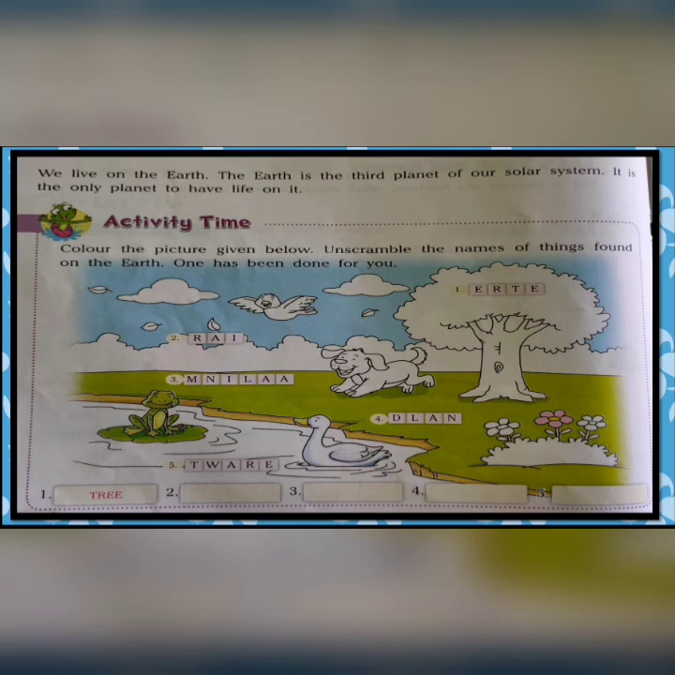Now see, in the beginning of this chapter, one activity time is given here. What you have to do here, you have to color the picture and unscramble the names of the things found on the earth. As here it is given number 1, it is ERTE, it will be tree, like that. Then second one RAI means air. So in this way you have to unscramble the words. And after that you have to color this picture. It is your assignment for today. Yes, you have to do it in your book only.